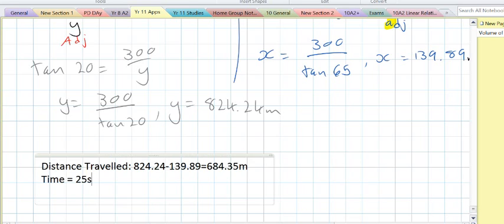Now we have distance and time, but they're in the wrong units, really, aren't they? They're in meters and seconds. You can do it like that, and it'll get you a speed in meters per second. But let's say we wanted kilometers per hour. How would we do it? Yeah, good. So to get meters into kilometers, we divide by 1,000, which is 0.68435. How do you go from seconds to hours?